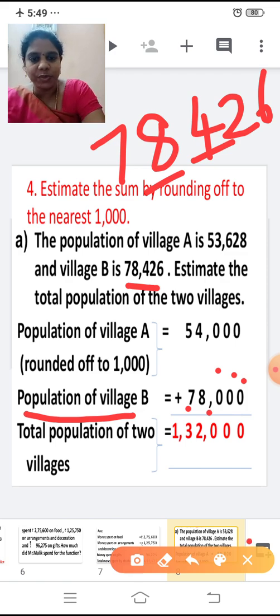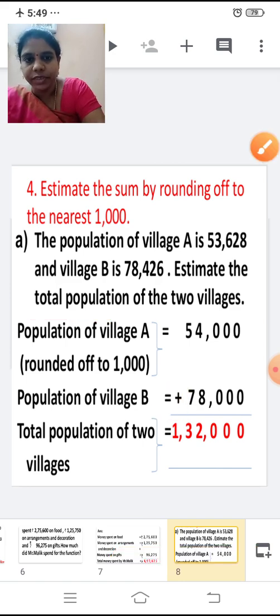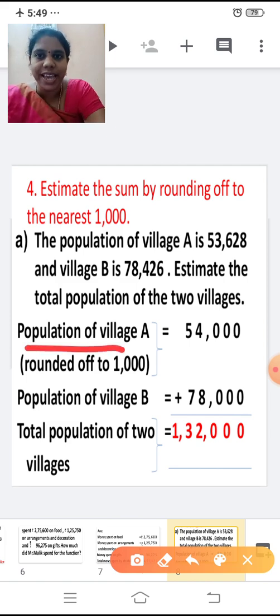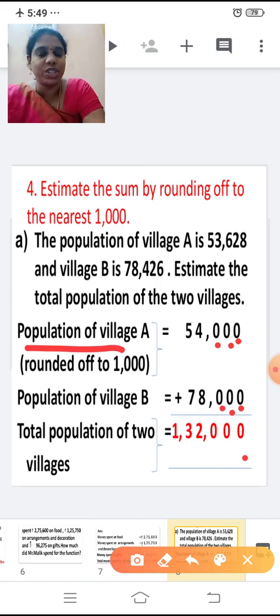Now shall we add this now? Total. Estimate the total population. They are asking the total population, right? Will you add or subtract? Yes, addition. So first write the population of village A. We have in village A some population, in village B some population, some people are staying. So we are going to find out the total population, right? Now add. 0 plus 0, 0. Then move on to the tens place. Again 0 plus 0, 0. Again hundreds place, 0 plus 0, 0. Now move on to the thousands place.